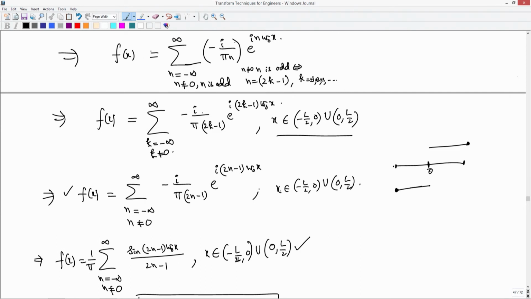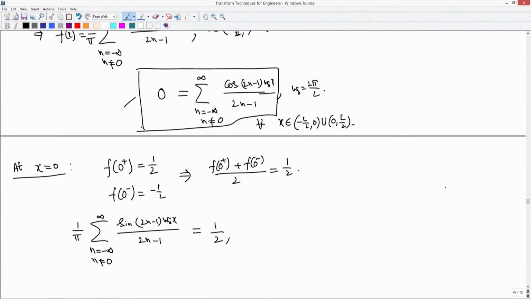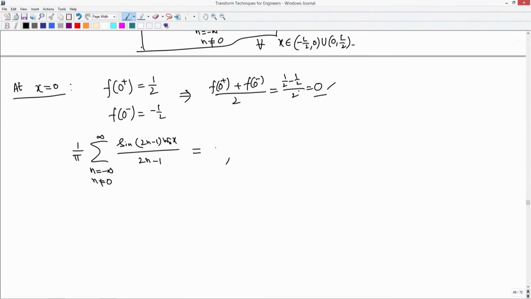So, what is this one? The average value of this is half and this is minus half, that is where we made a mistake. Here it is minus half, so when you add, it is going to be half minus half divided by 2, which is 0. So clearly the average value has to be 0. When you put x equal to 0, obviously this Fourier series is also 0, which is true.